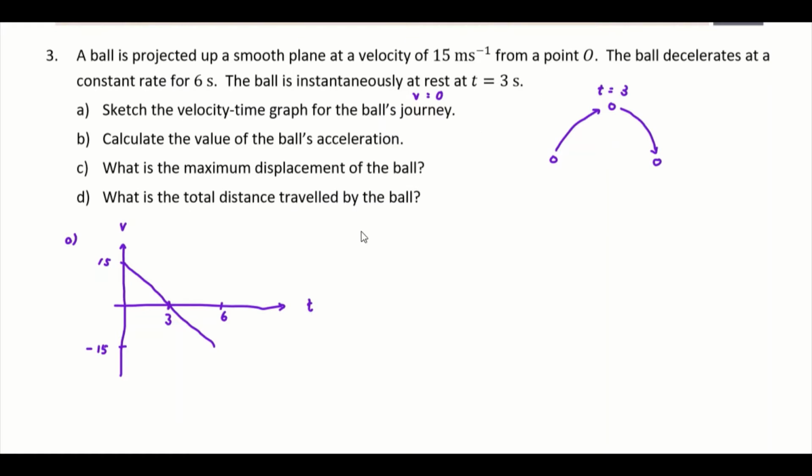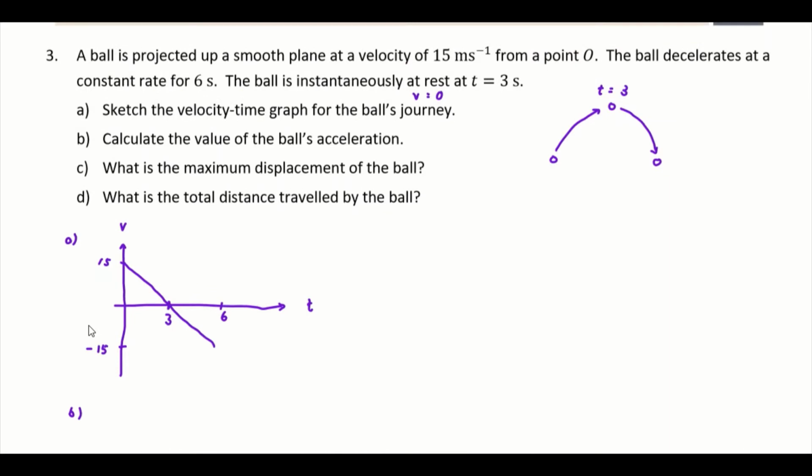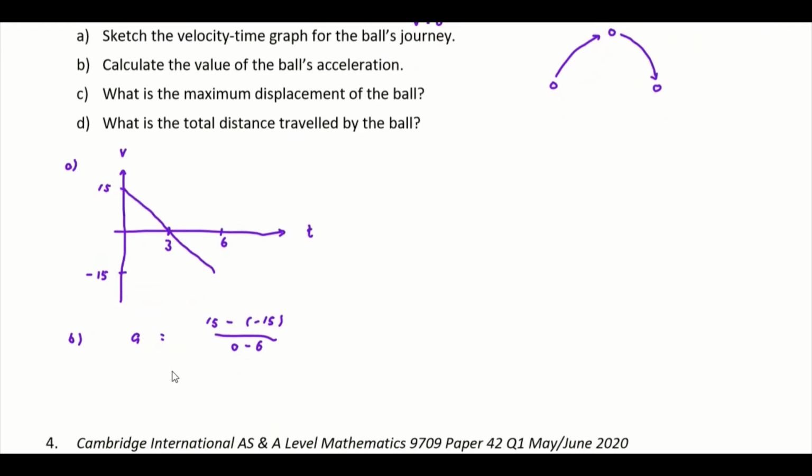Okay, so B, calculate the value of the ball's acceleration. I think this question is just to find the gradient. So the acceleration a will be equal to 15 minus negative 15, over 0 minus 6. You will have a negative answer because this is obviously a negative gradient. So 30 divided by negative 6, and we have our answer of negative 5 meters per second squared.